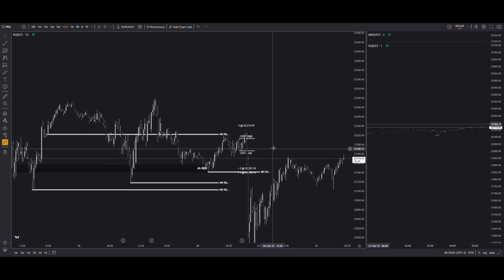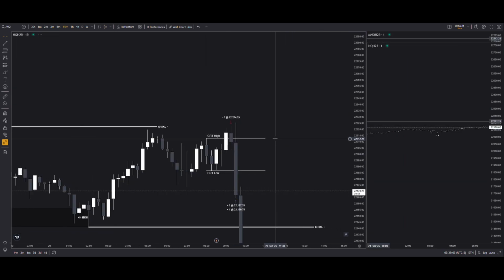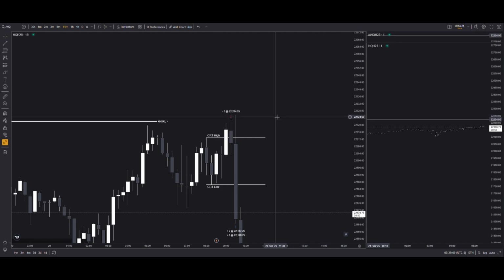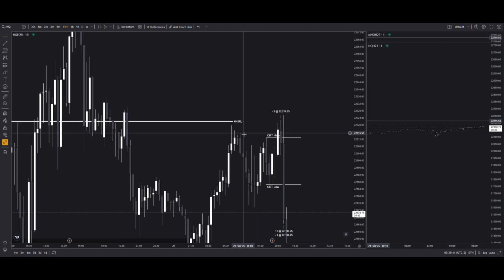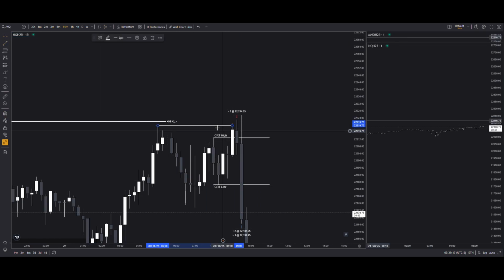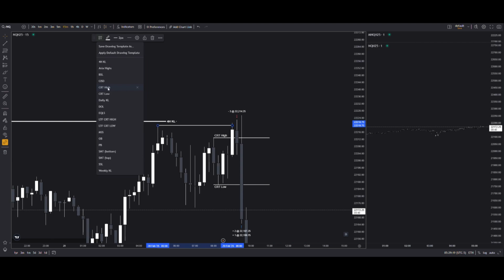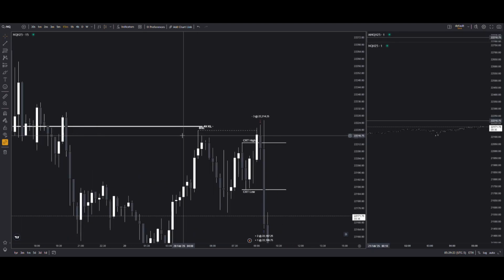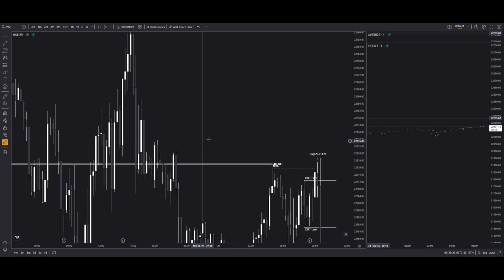Now, dropping onto the 15-minute. Obviously, basic rules: real liquidity before CRT, right? Liquidity before CRT. We have this 15-minute high, which is our buy side level. Right, so we're looking at this high.